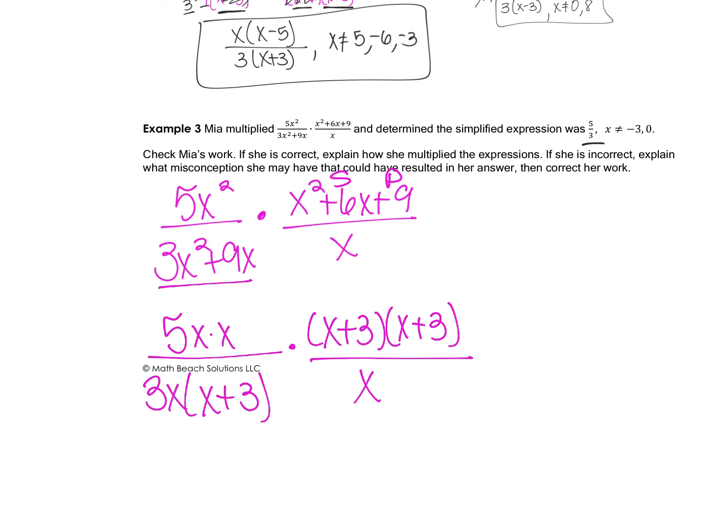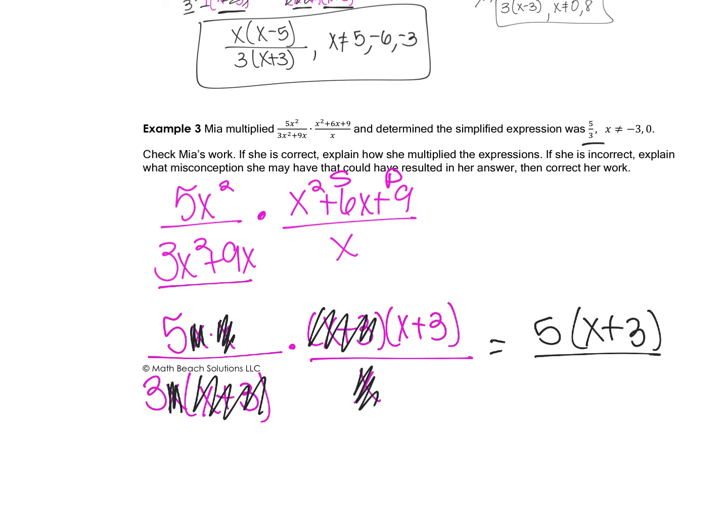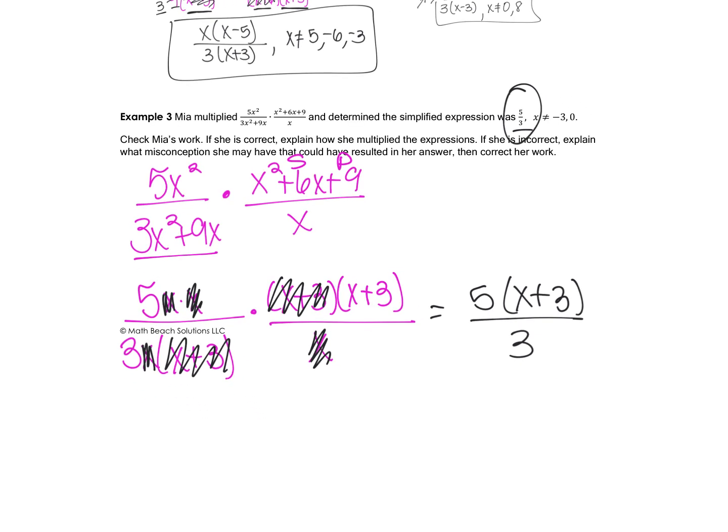So I need to start canceling. Notice I have an x here, an x underneath it. I also have an x here and an x diagonally. And then x plus 3, x plus 3. So multiplying straight across, I have a 5. Also, I have an x plus 3. And then I have a 3 in the bottom. So notice we did not get 5/3. We got 5 times x plus 3 over 3. Also, looking at your excluded values, x cannot be a 0 there, or a -3, or a 0. So we only have to write the 0 once.